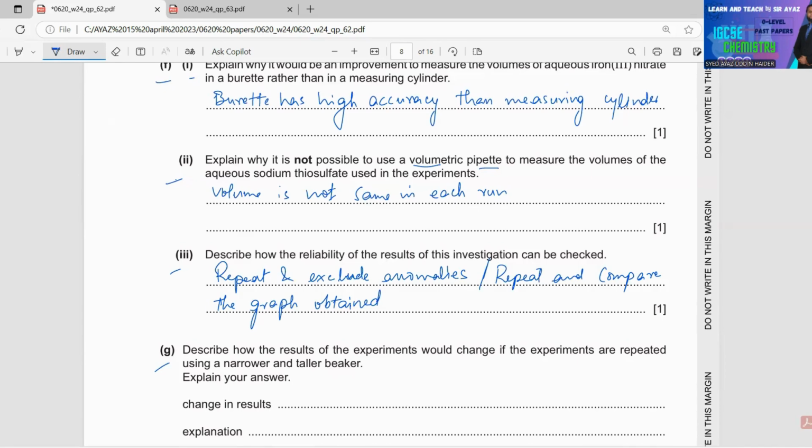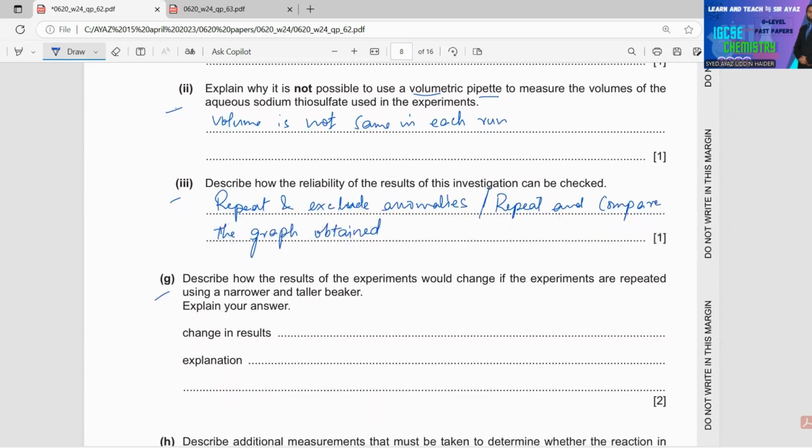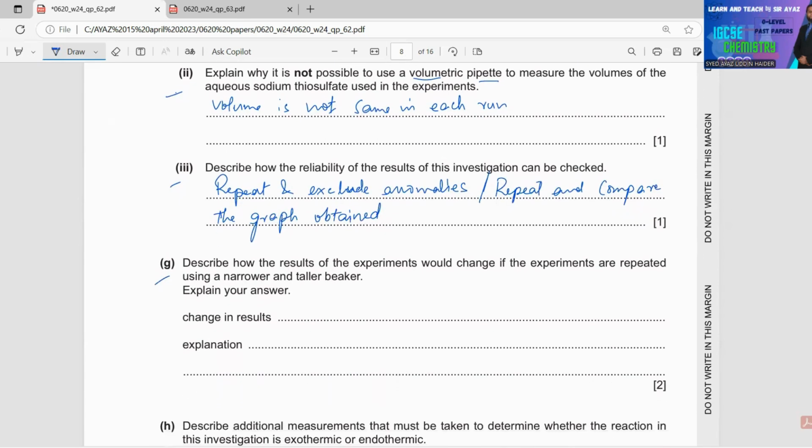D, describe how the results of the experiments would change if the experiments are repeated using a narrower and taller beaker. Definitely, it will increase our time, or more time will be taken because depth of liquid increases. You write change in result: more time will be taken. And for the explanation, you write: depth of liquid increases.